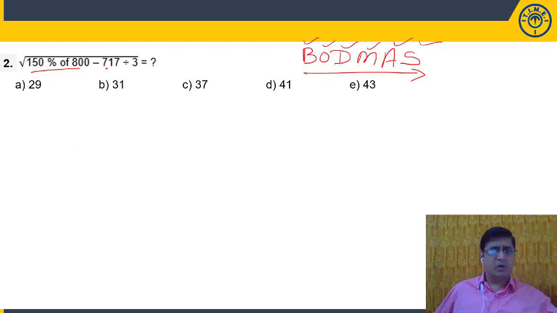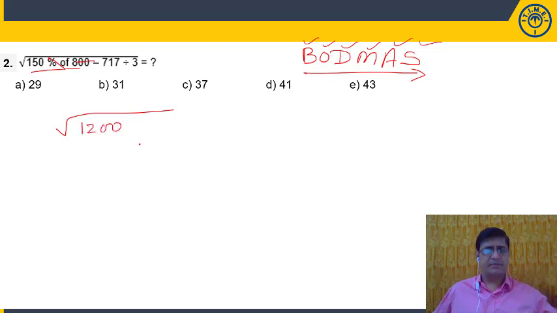Now you look at this one. What is the calculation here? 150% of 800. So for the percentage and zeros, we can cancel. What is the left part here? Square root of 150 into 8. 15 into 8 is equal to 120. So the value here is 1200. Now what is the remaining here? If you observe this carefully, 713 divided by 3.